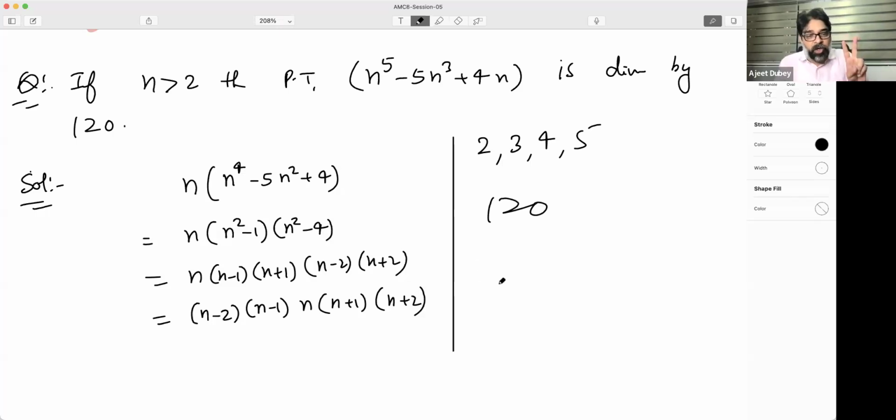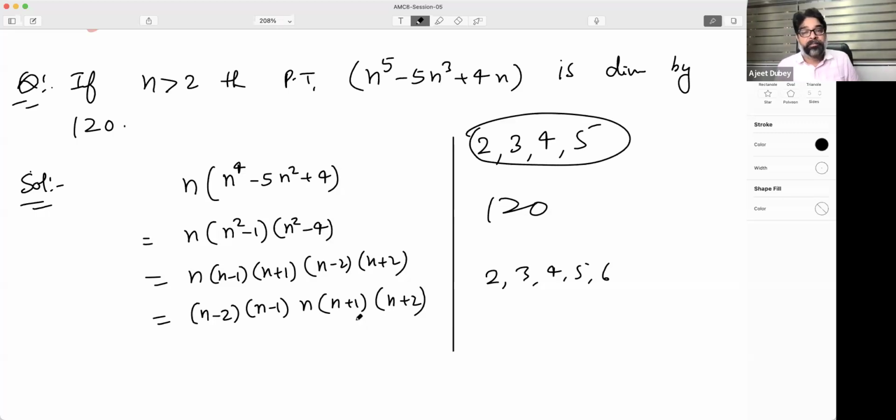Maybe some of you don't know factorial. 2 consecutive integers are divisible by 2. 3 consecutive are divisible by 3. 2 and 3 both. If I say there are 6 consecutive, it will be divisible by 2, 3, 4, 5, 6, all of them. So this will be divisible by 2, 3, 4, 5 because there are 5 consecutive. It means it will be divisible by the product of these also, and that is the 120.